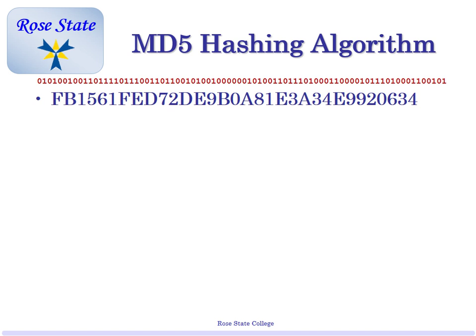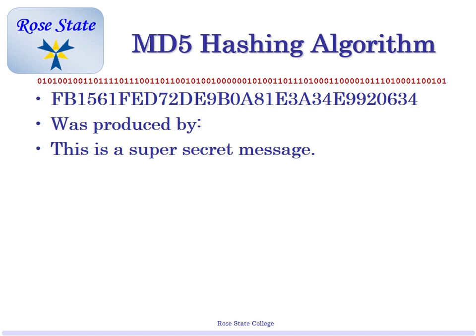MD5. So there is an example of an MD5. MD5s are made up of hexadecimal values. So they include numbers from 0 to 9, letters from A to F. That's it, because that's hexadecimal. And it's really annoying whenever they have that trailing 0. That specific hash was produced by that sentence: This is a super secret message.